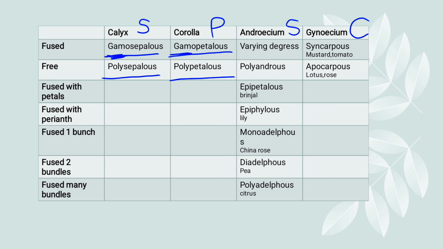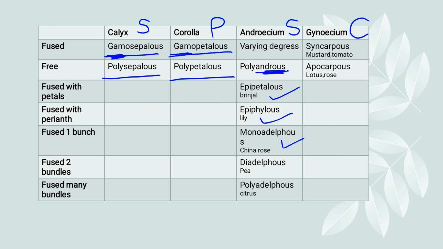If androecium is free, it is called polyandrous. Androecium fused to petals is called epipetalous, and it is found in brinjal. Brinjal is a member of Solanaceae. Perianth is when calyx and corolla are not distinct. It is found in lily. If androecium is fused with the perianth, it is called epiphyllous. If androecium is fused into one bunch, it is called monoadelphous and found in China rose.